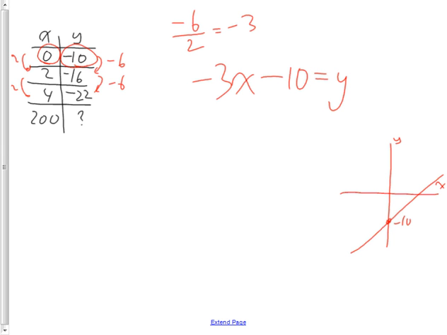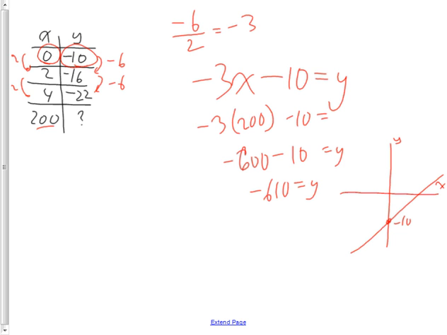So once I have my equation, I could substitute 200, which is my x value, into my equation and simplify it. So negative 600 minus 10 equals y. And negative 600 take away 10 is negative 610. So your corresponding y value would be negative 610.